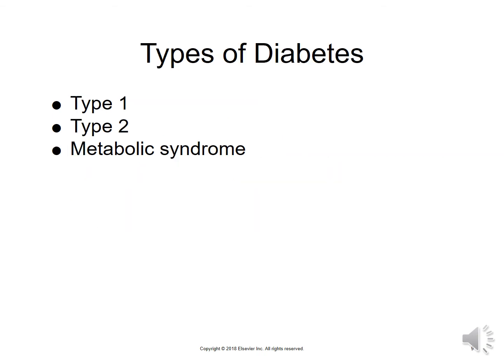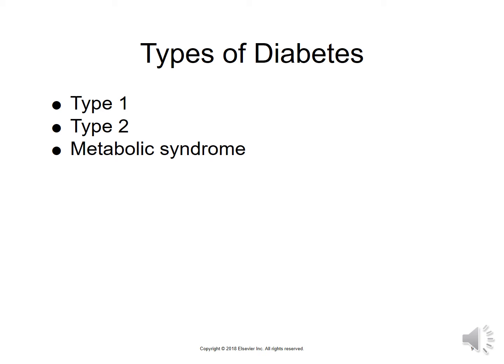Type 1 diabetes. Type 1 diabetes is autoimmune, and like most autoimmune diseases, there's some question as to exactly how it happens. But what happens is the beta cells are destroyed by the body itself in genetically susceptible patients, and it can be triggered by viral infection like mumps or Coxsackie virus.